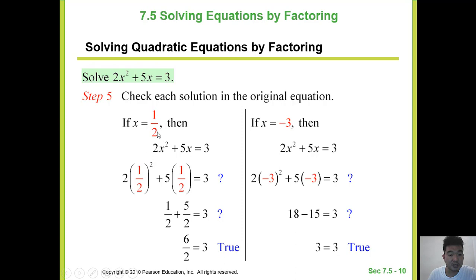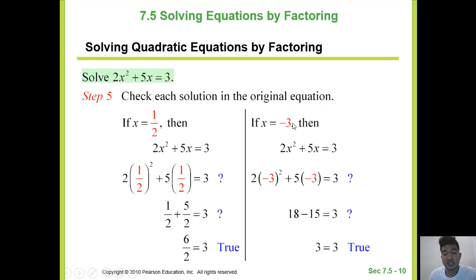So, substituting 1/2 to all x's, here you will have 2 times the quantity of 1/2 squared plus 5 times 1/2 equals 3. Simplifying it further, 1/2 squared is equal to 1/4 times 2 is equal to 1/2. Then 5 times 1/2 is equal to 5/2 equals 3. Simplifying this, 1/2 plus 5/2 is 6/2, and 6/2 is equal to 3. So 3 is equal to 3. So that's true.